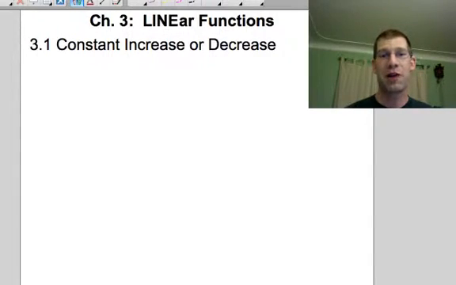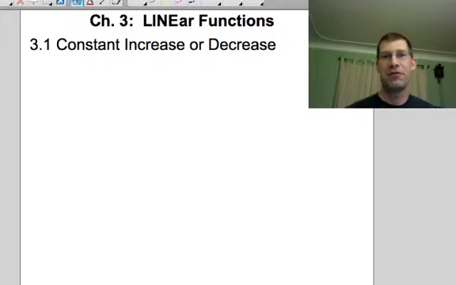And the point that I really want to make is that the word line is in linear. So whenever they're using the word linear, it's talking about a straight line. And this whole chapter is going to be about lines. Different types of equations for lines, graphing lines, arithmetic sequences, which if you connect all the points form a straight line, and so on.